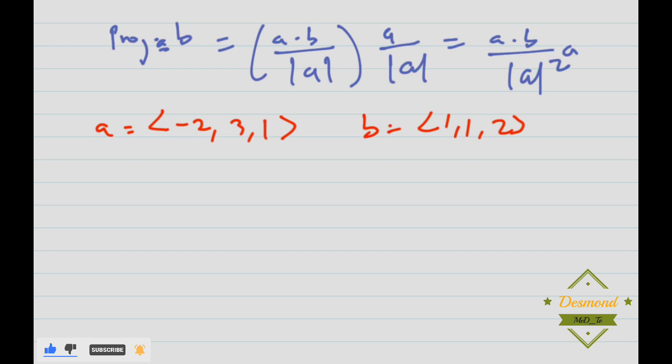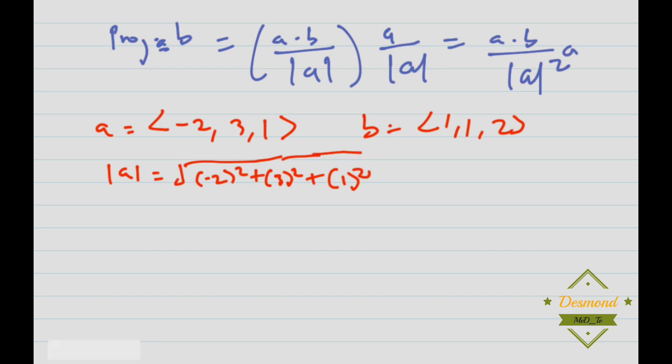So first of all, we need to find the modulus of A. So the modulus of A here should be equal to the square root of 2 squared plus 3 squared plus 1 squared. And when we do it, we should get the root of 14, right?